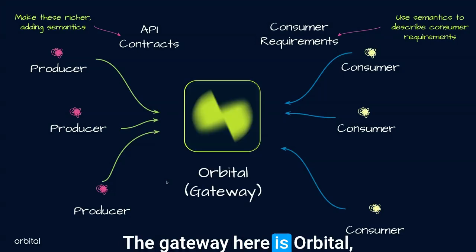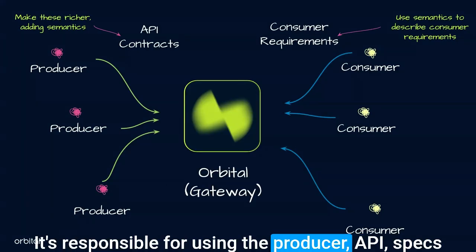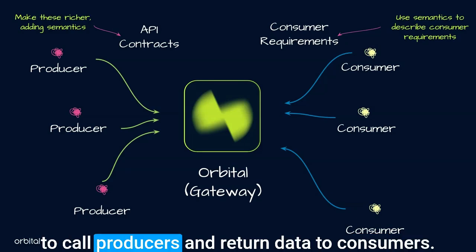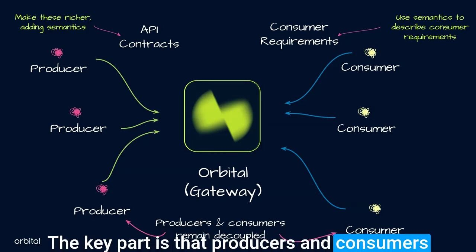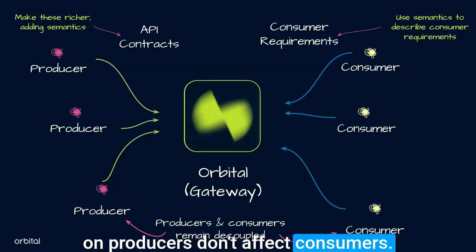The gateway here is Orbital, an open source data gateway. It's responsible for using the producer API specs to call producers and return data to consumers. The key part is that producers and consumers have remained decoupled, so changes on producers don't affect consumers.